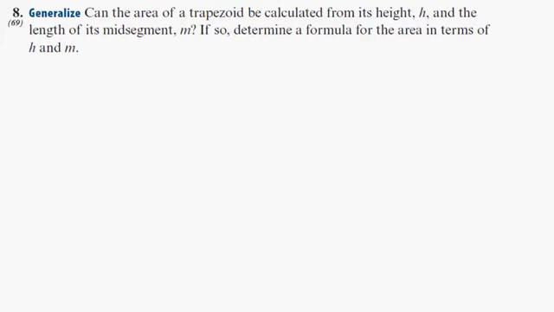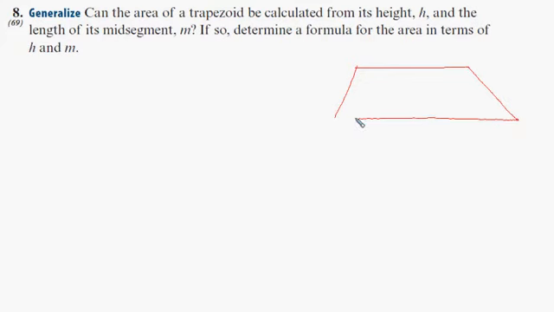It says, can the area of a trapezoid be calculated from its height, h, and the length of its midsegment, m? What it's asking is, if you have just those two pieces of information, would you be able to find the area of a trapezoid? If so, determine a formula for the area in terms of h and m. Let's, not to be confused with the clothing store, right?